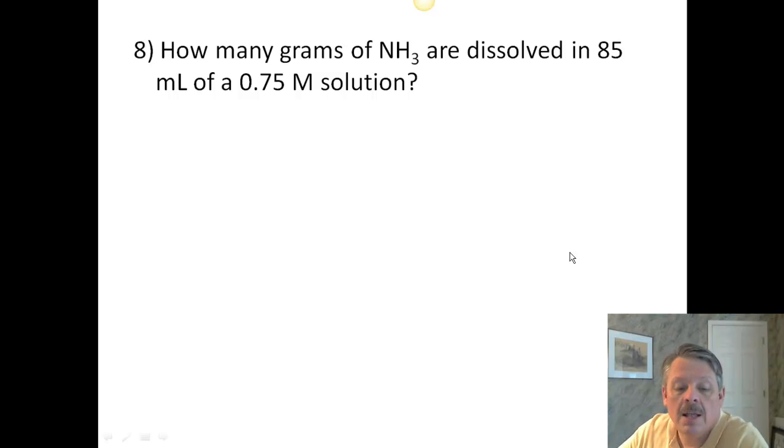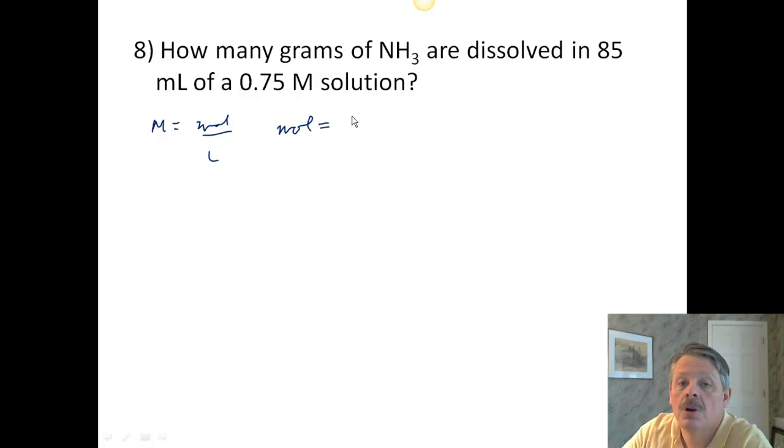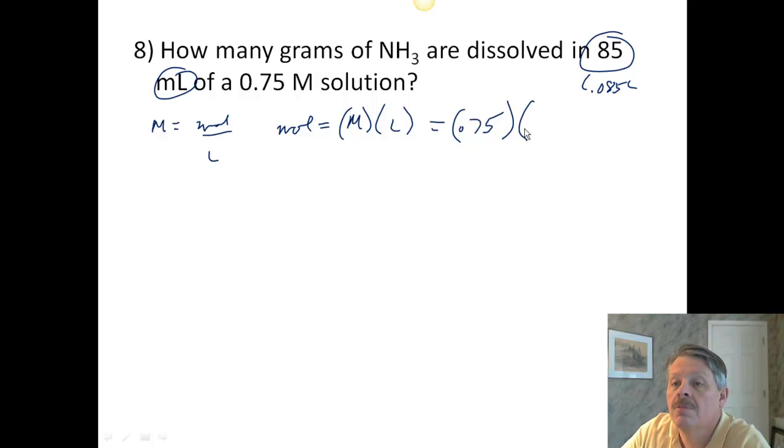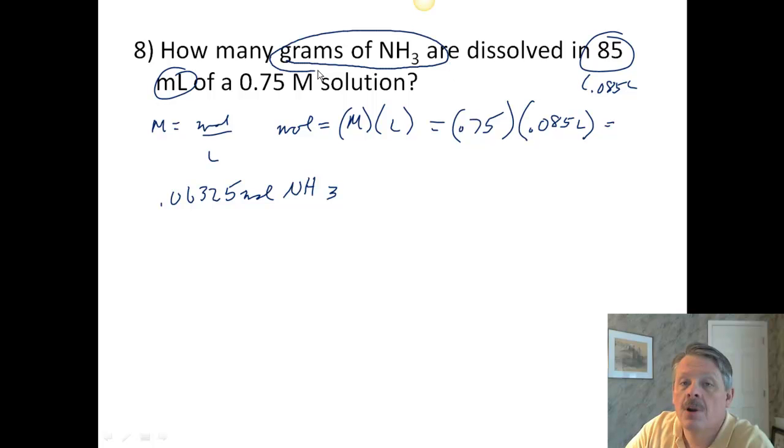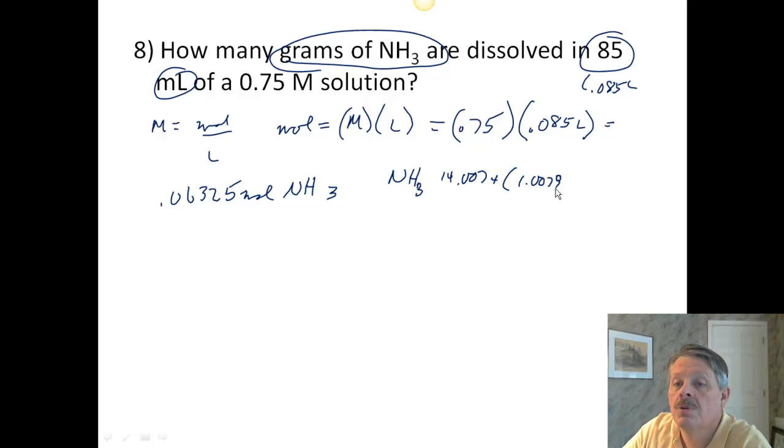All right, number 8, last one. How many grams? Got to figure out moles. So my molarity is equal to moles per liter. So my moles are equal to my molarity times my liters. My molarity is 0.75 molar, and my liters are, be very careful, you'll notice you don't put in 85, that's 85 milliliters, which is 0.085 liters. When I multiply that together, my moles are 0.06325 moles of NH3. But now I have to figure out grams of NH3. NH3 is 14.007 plus 1.0079 times 3, and that's going to give me 17.031 grams per mole of NH3.